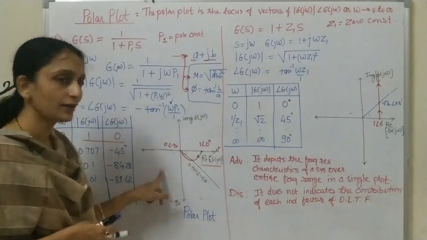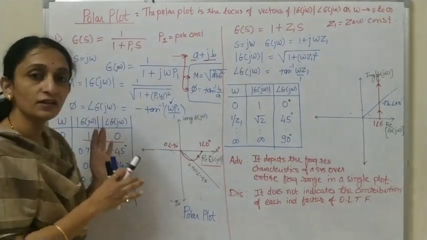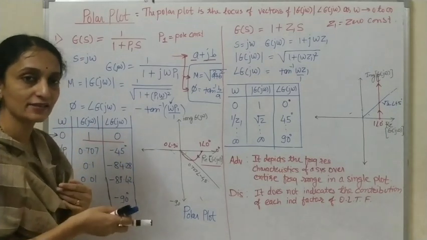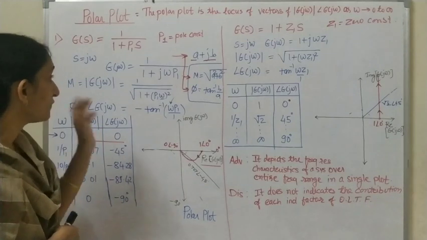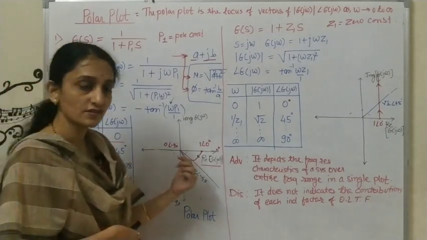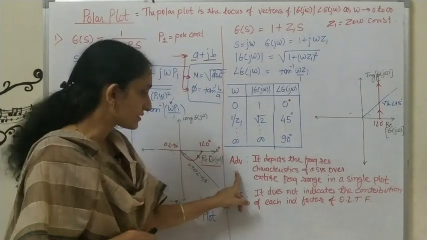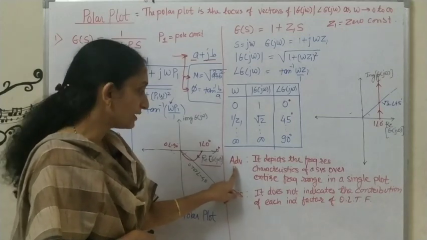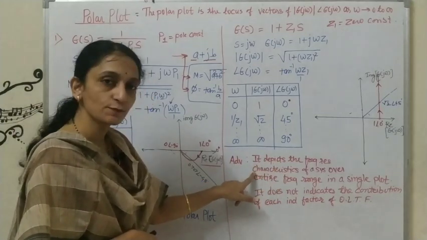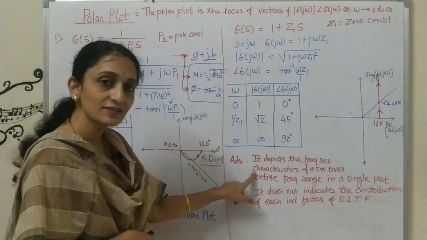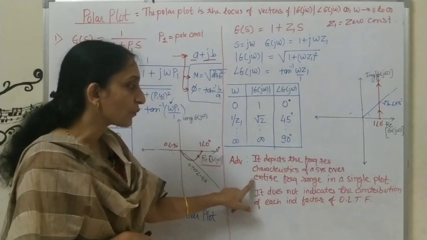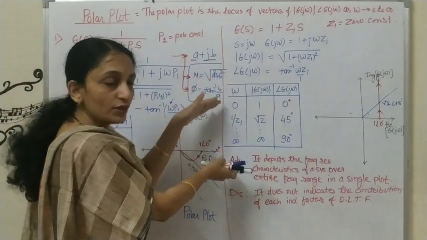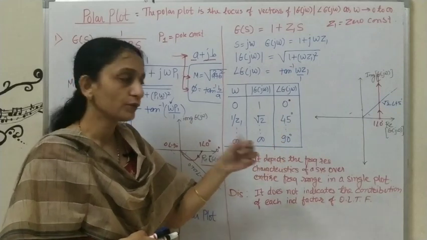I hope you are getting it. This is the method for drawing a polar plot. We will discuss in detail in the next lecture the effect of variation of type of the system on the polar plot. But in short, we will discuss the advantages and disadvantages. The advantage of the polar plot is that it depicts the frequency response characteristic of a system over the entire frequency range in a single plot. It means we are varying ω from 0 to infinity, and in a single plot we can check.